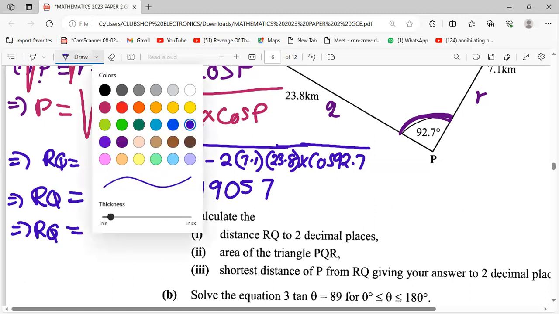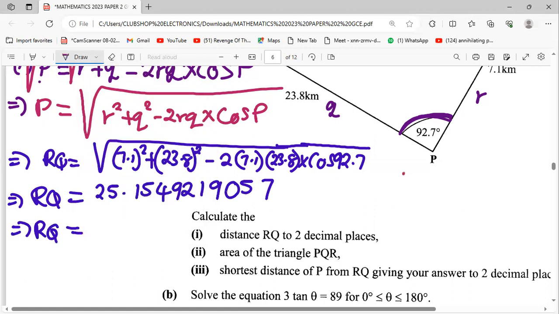So after the point, we count 1, 2, until the digit is 5, which is 5 and can't affect the number. So we say 25.1. This is in kilometers, so that is our answer.